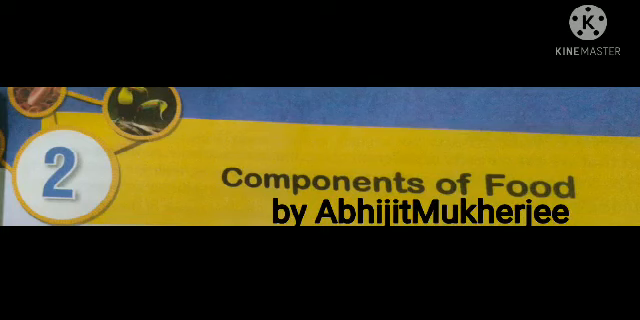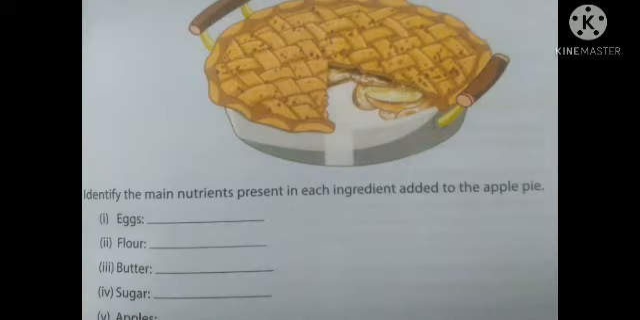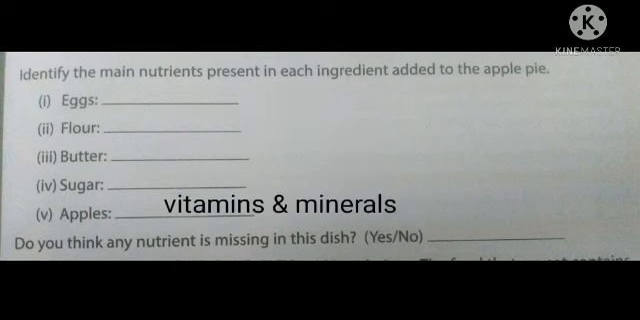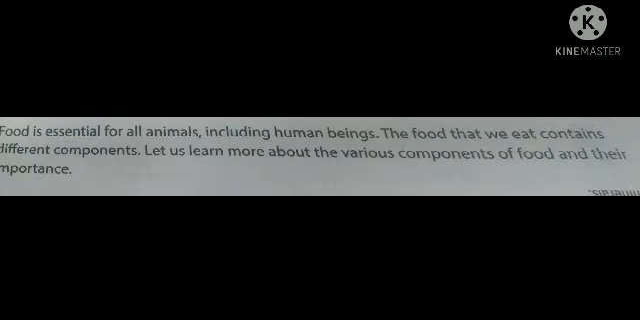Today we are going to study Class 6 Science, Chapter 2, Components of Food. Ruby has baked an apple pie for her sister. Let us identify the main nutrients present in each ingredient added to the apple pie. Eggs, flour, butter, sugar, apples. Do you think any nutrient is missing in this dish? Yes or no? Let us understand what exactly food is.